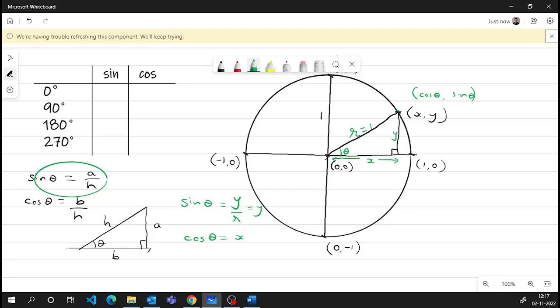So you just need to remember this, my friends, that any point on the unit circle can be represented as cos theta comma sine theta. Cos comes first, sine comes next. Okay. And now we can easily derive the values here.